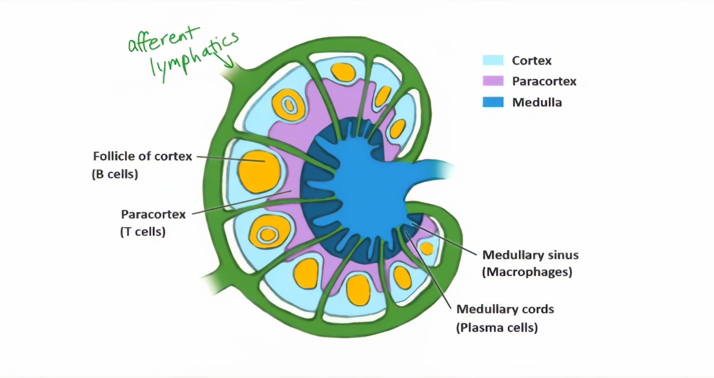Lymph nodes usually have lots of afferents. This is where lymph is collected. And the blue one is the efferent lymphatic, and that's where the collected lymph is exiting the node. Then the node itself is this multicolored thing.